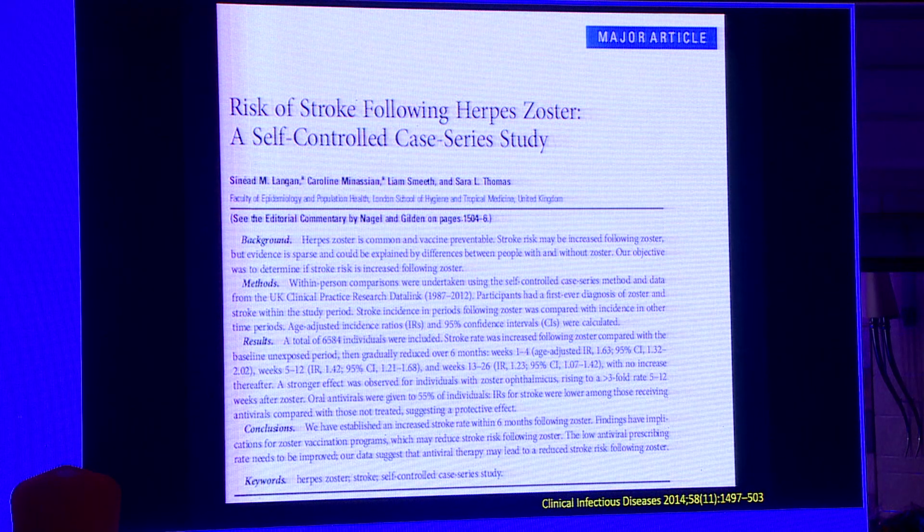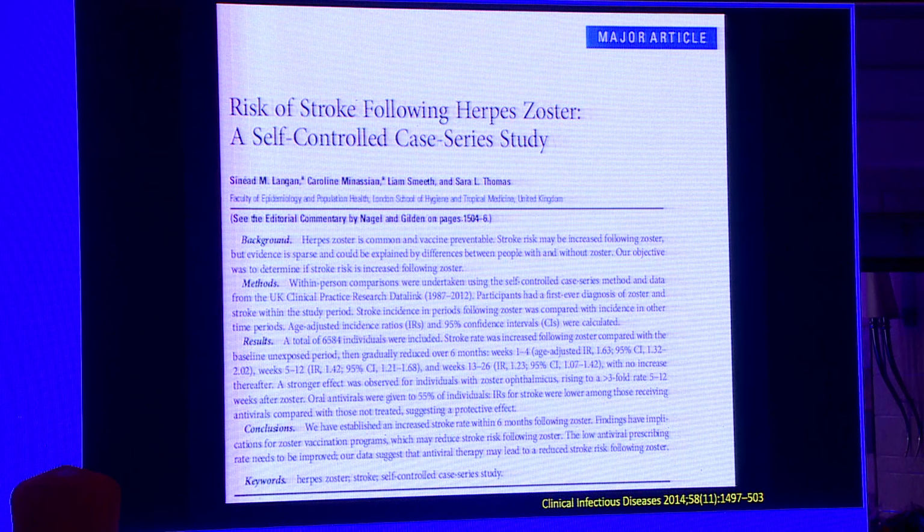A word on herpes zoster. There is a strong correlation between herpes zoster and the occurrence of cerebrovascular accidents, usually within 6 months to 1 year after a person develops herpes zoster. So all adults over the age of 60, especially diabetics, are strongly advised the herpes zoster vaccine.